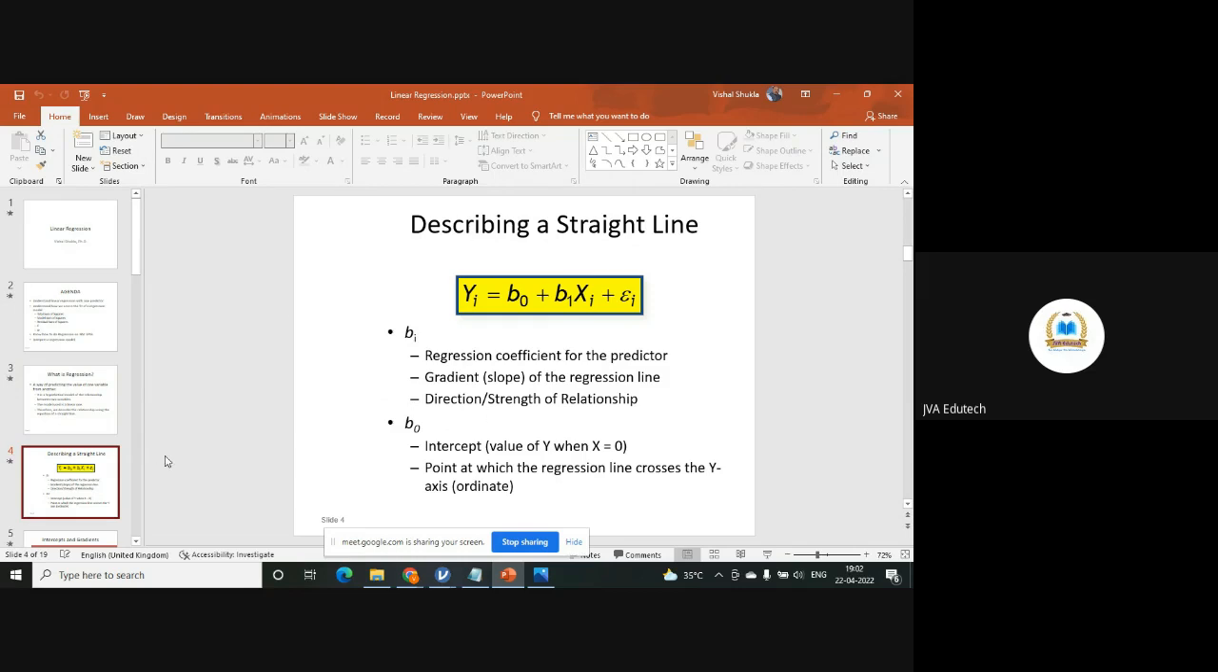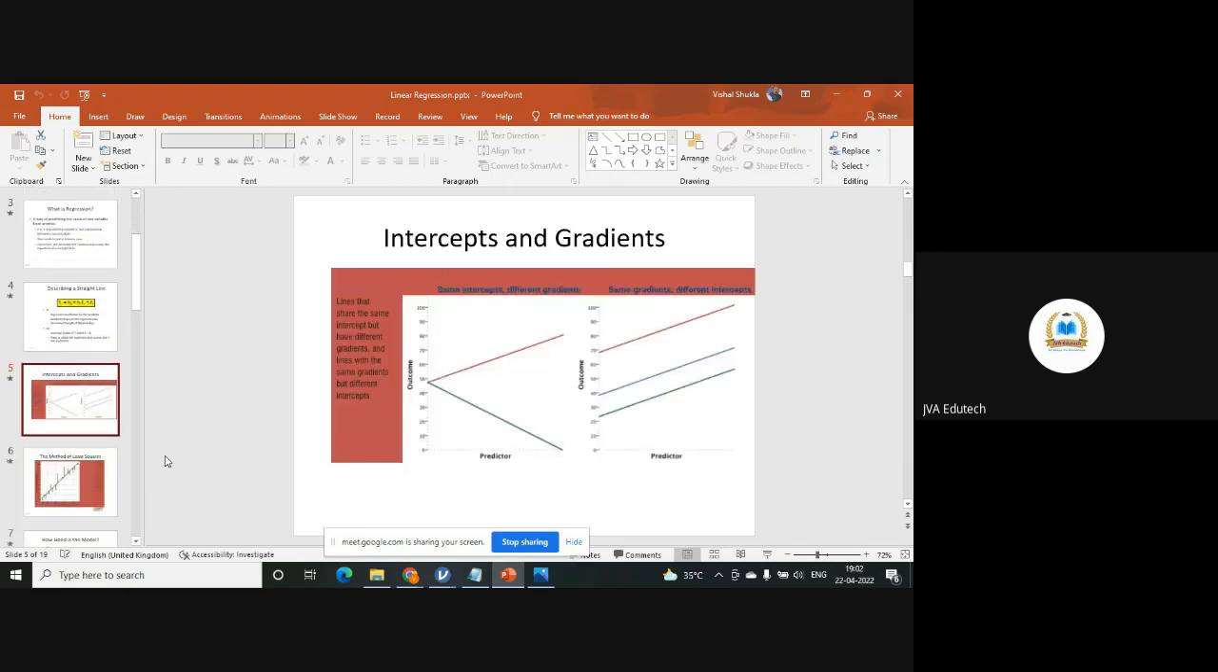And this intercept is the point at which the regression line crosses the y-axis. You can see it like this. Here is the case where you have the same intercept but different gradients, because the two straight lines are touching at the same point. So the intercept is the same, but the gradients are different. Here the gradients are the same, they are moving in the same direction, but touching at different points. So different intercepts are there.